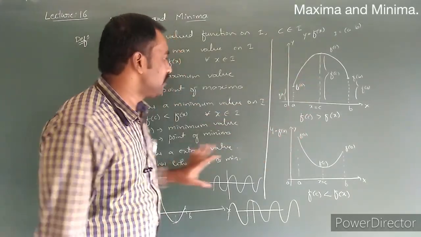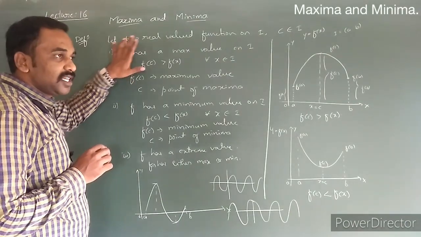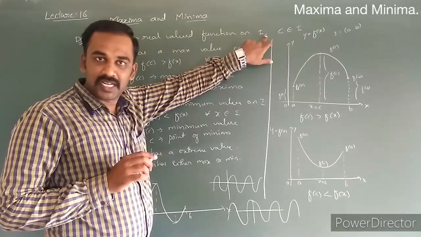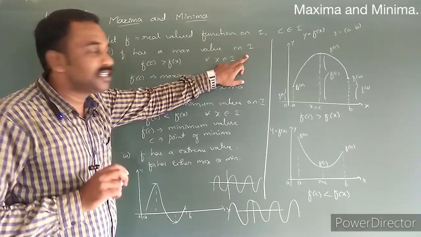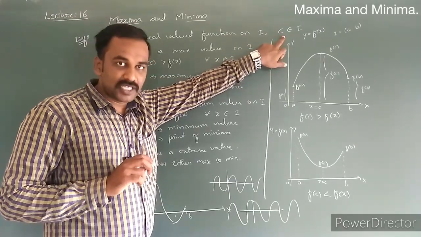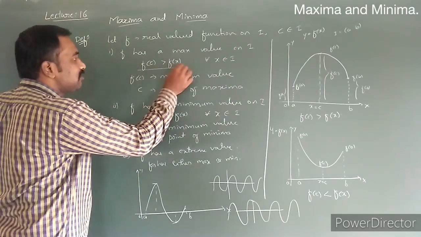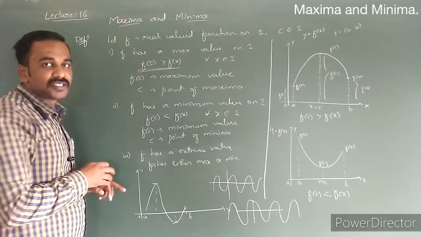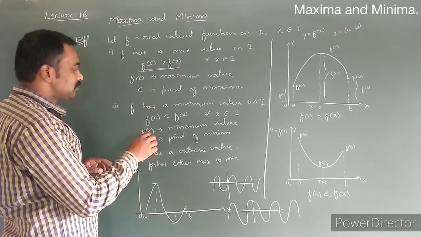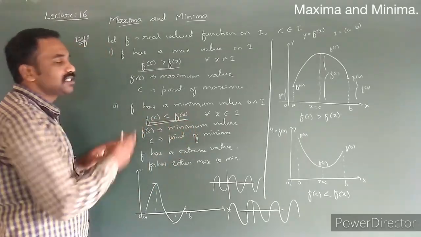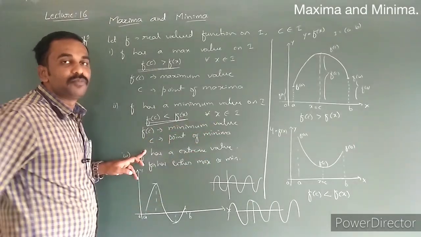On seeing this graph, we can easily get a clear picture of the definition. Once again, let us see. Let f be a real valued function defined on an interval I. Then f has a maximum value on the interval I if there exists a point C on the interval I such that f of C is greater than f of x. This inequality must be observed to get the maximum value. Then f of C is the maximum value and C is the point of maxima. To find the minimum value, the reverse inequality must hold. Here f of C is the minimum value and C is a point of minima.